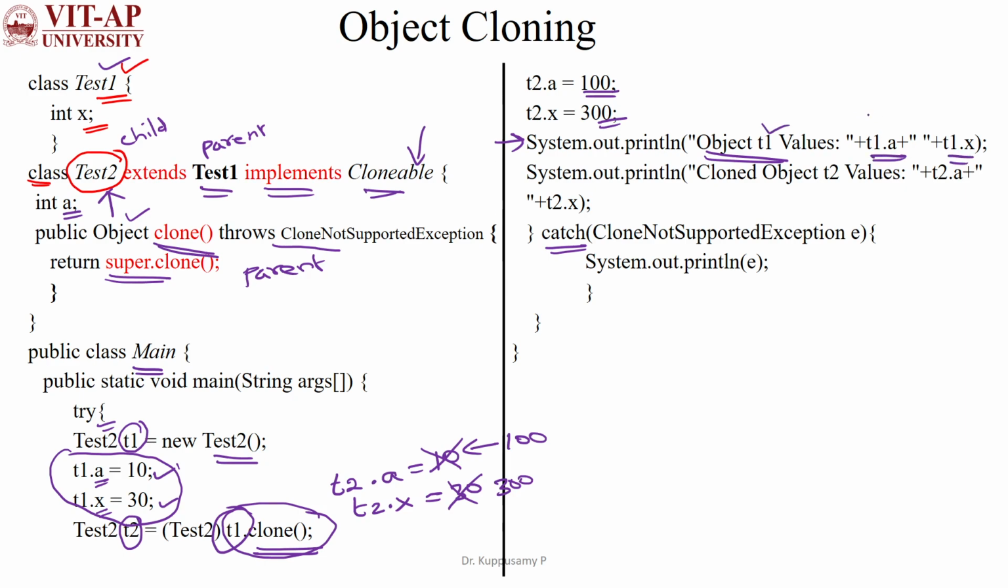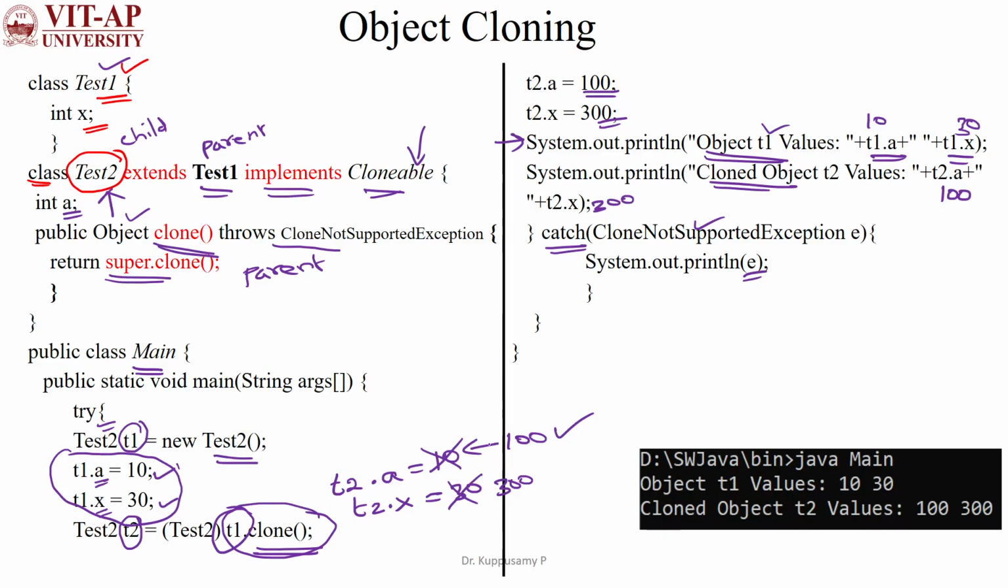t1.a is 10, t1.x is 30. Likewise, the cloned object t2 values I am printing here. Updated values: t2.a is 100, t2.x is 300. If there is any exception, it will give you that exception by using the variable e. So now you see the output is given, right?